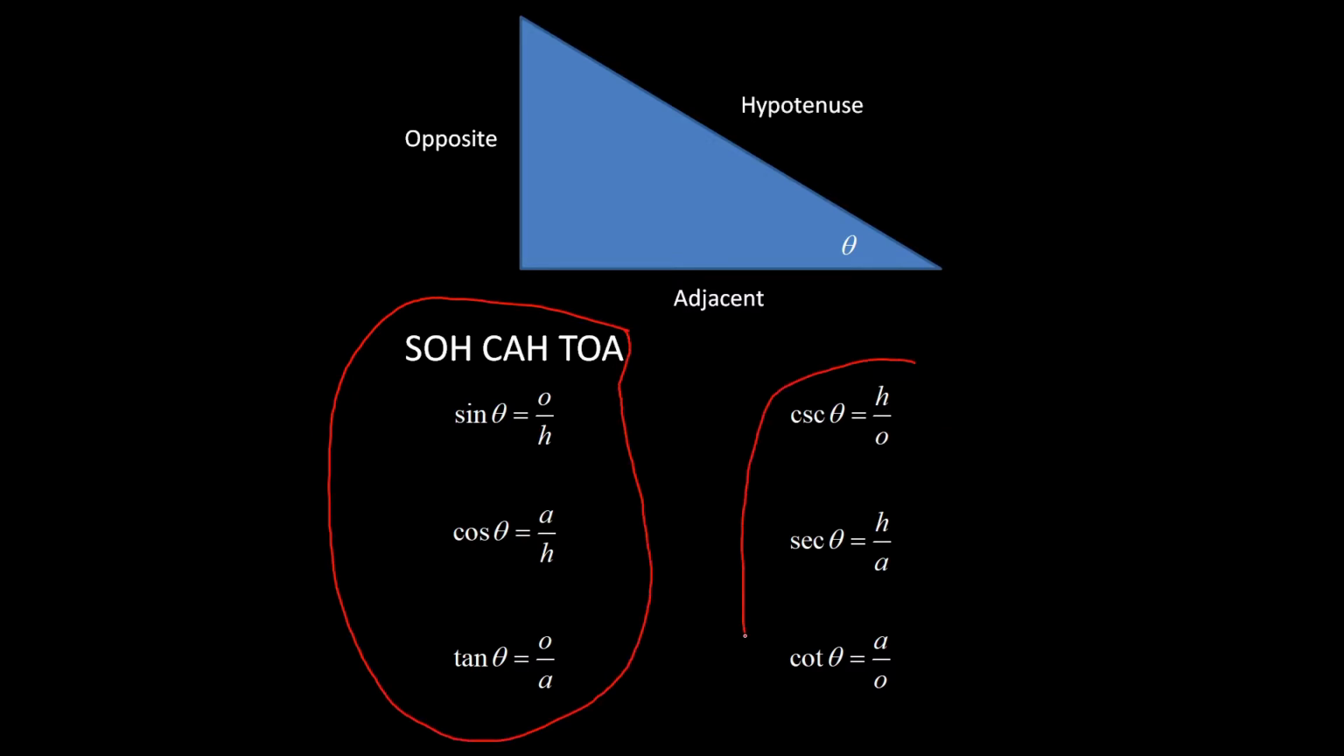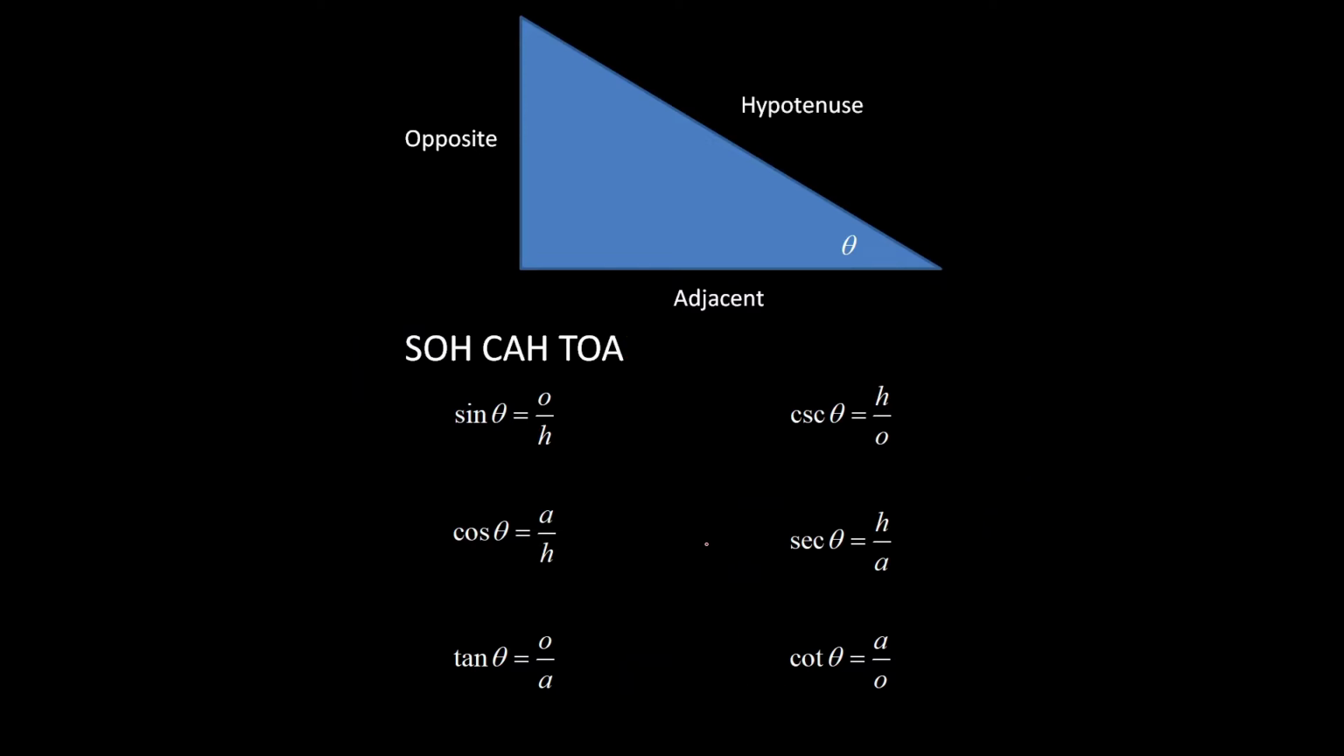Well, how do we get these 3 over here then? Notice that sine is the ratio of opposite divided by hypotenuse, while cosecant is hypotenuse divided by opposite. In other words, these are the reciprocal of each other. And that's true for all of these.